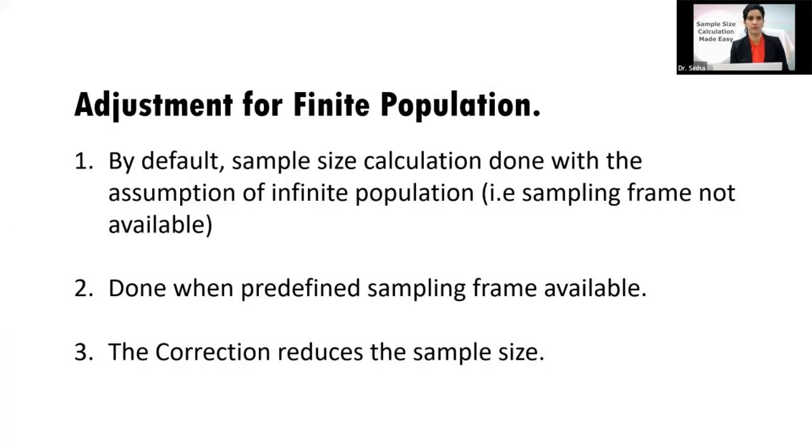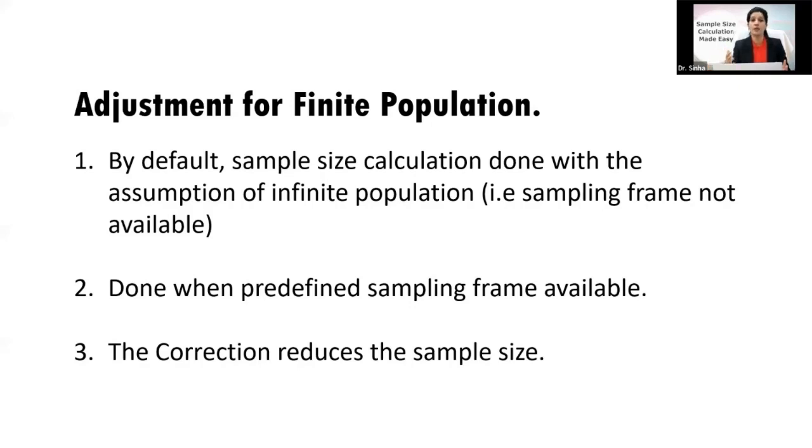Now, adjustment for finite population. Normally, whatever sample size we calculate is done with the assumption of an infinite population because you don't have a sampling frame available with you. And then you calculate the sample size. But if you have got some sampling frame available, like in OPD, if you know how many patients you expect in the last whole 1 year, because if you are doing a study which is going to be there for 1 year, you can take the database of the last 3 years and see the average number of people who reported to that particular clinic in the last 3 years. You can take the mean of that. So you have got some numbers or some sampling frame available.